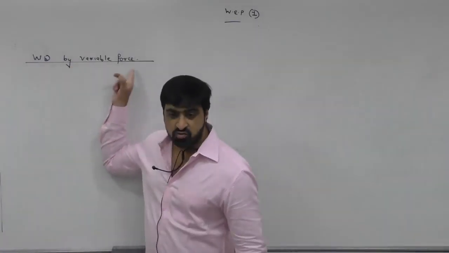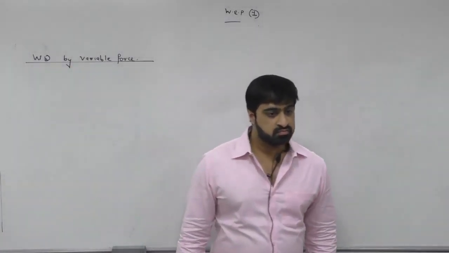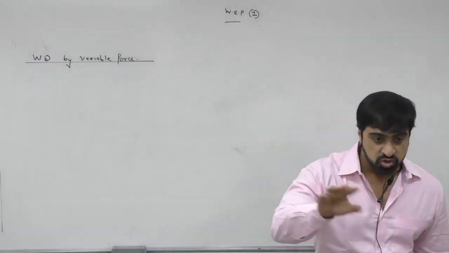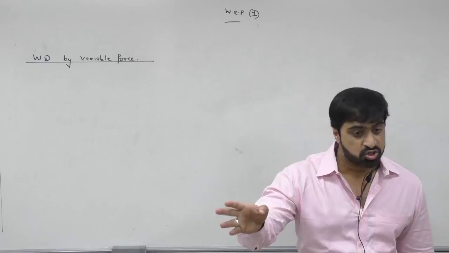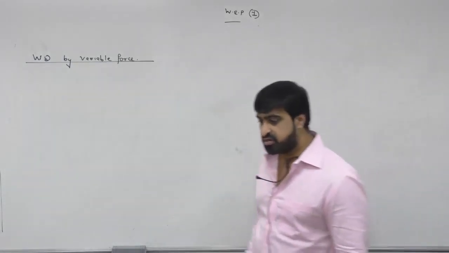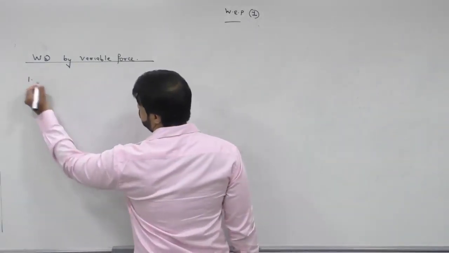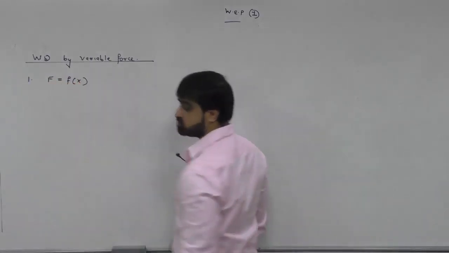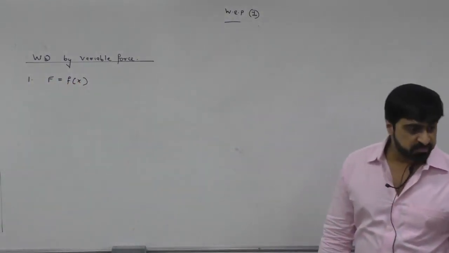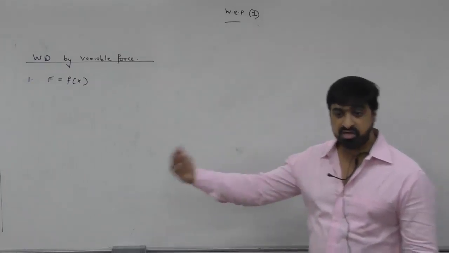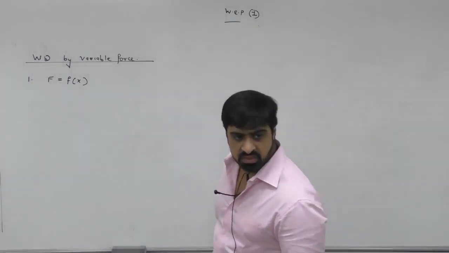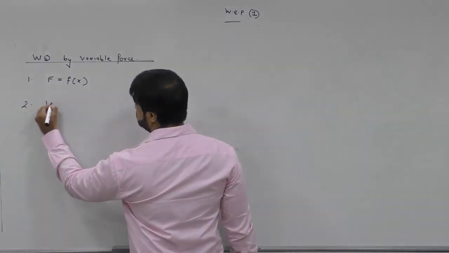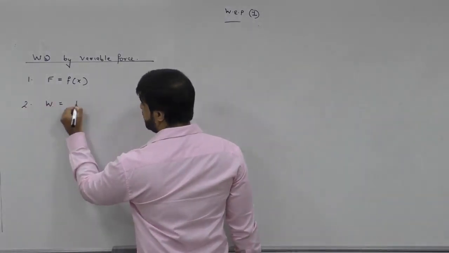Work done by variable force. In the first section, F was constant. It was not a function of time, neither of displacement. Now, force is a function of x, suppose. It will change with respect to x, like x square plus 2x, whatever. How to find work done? Work done will be F into dx.